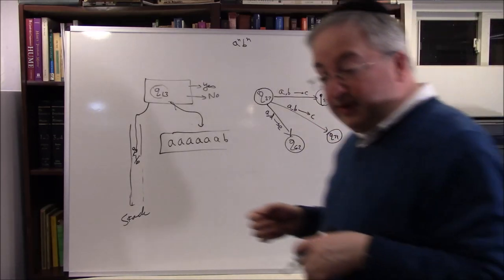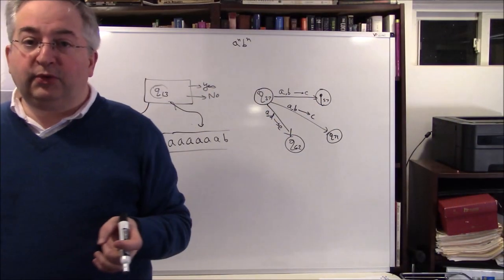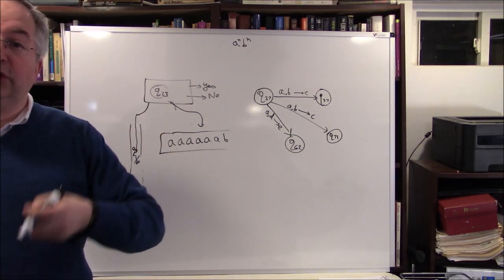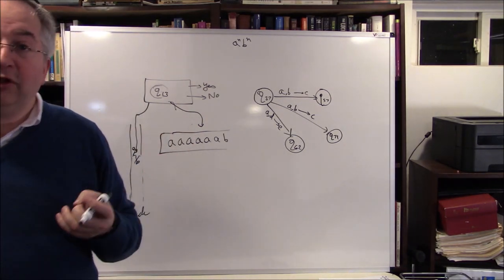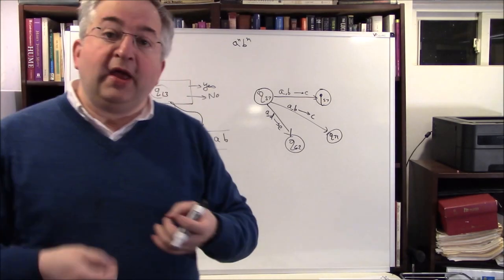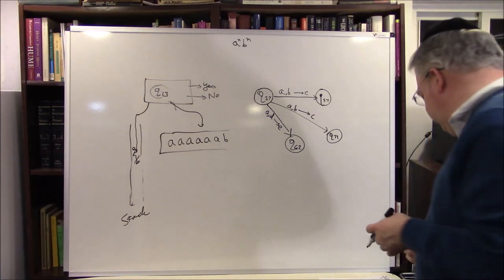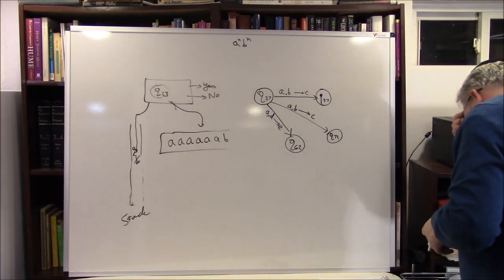Now, how do you think about non-determinism? We had that problem already. You have to think of it like a multiverse. In one universe you do this, in one universe you do that. And the point is, what's your goal? Your goal is to see if the word can ever be accepted. Okay, so that's the second thing.